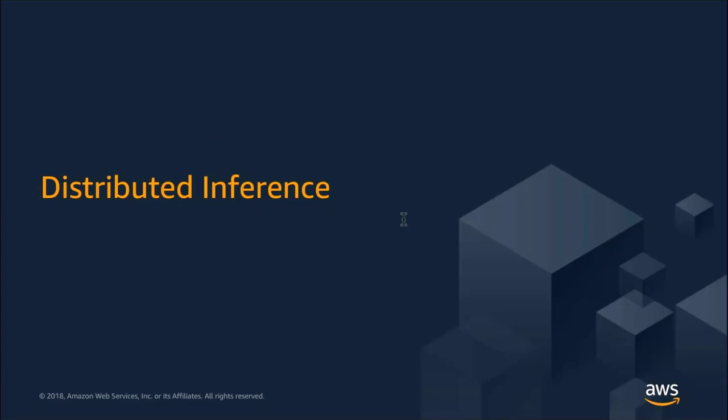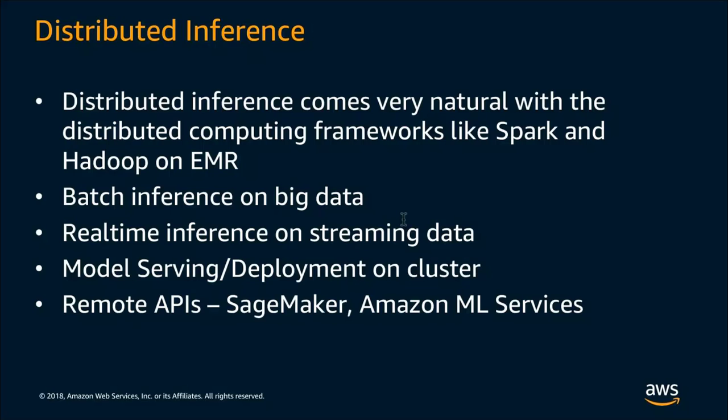Next, we talk about distributed inference. Distributed inference comes very naturally with the distributed computing frameworks like Spark and Hadoop on EMR. We can do batch inference, so that's batch prediction on big data. We can also do real-time inference on streaming data. We can use machine learning models deployed locally on a cluster, or we can access a remote API endpoint for SageMaker or for SparkML services.